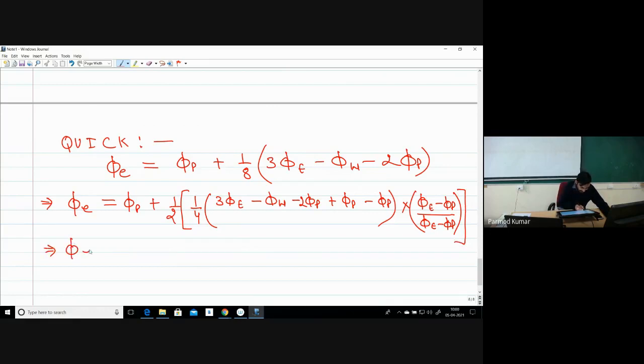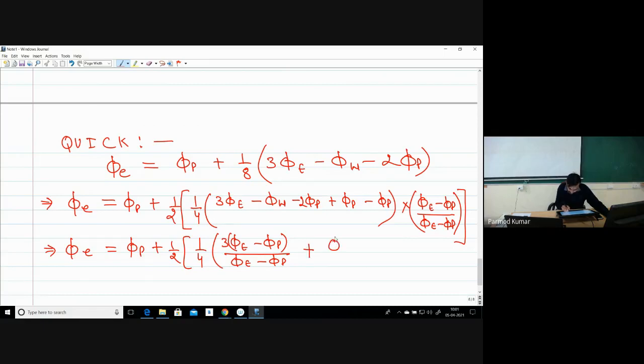If I do this, I will finally get phi E equal to phi P plus 1 by 2 into 1 by 4. So this will become 3 phi E, minus 2 phi P and minus phi P, which becomes 3 times phi E minus phi P, divided by phi E minus phi P, since from the denominator I also bring phi E minus phi P inside. And here I will get plus phi P minus phi W divided by phi E minus phi P, and outside I will get phi E minus phi P. Is this point clear?